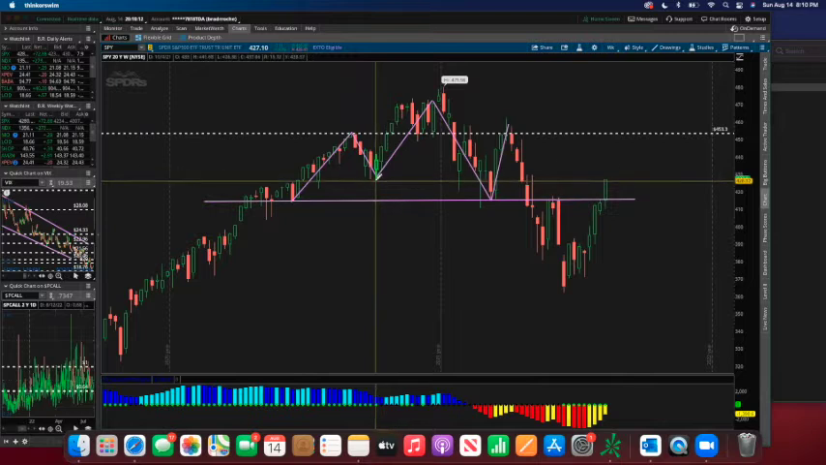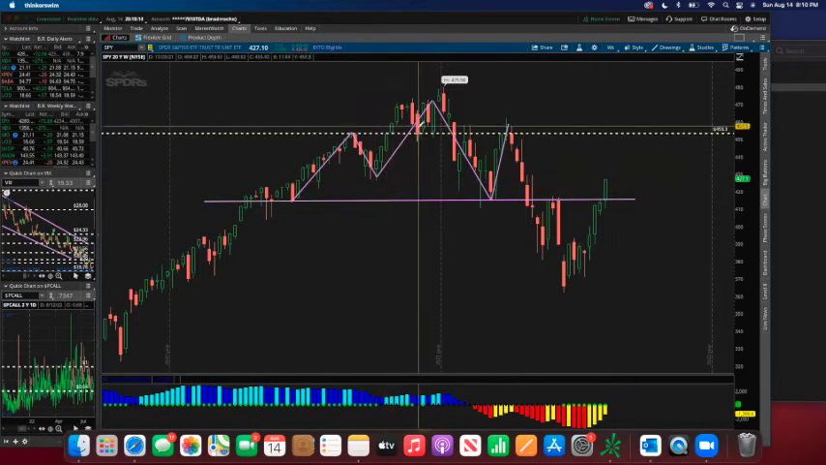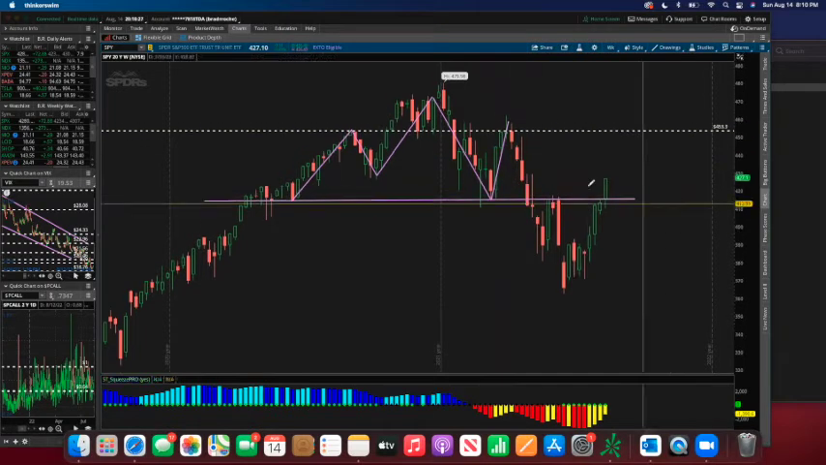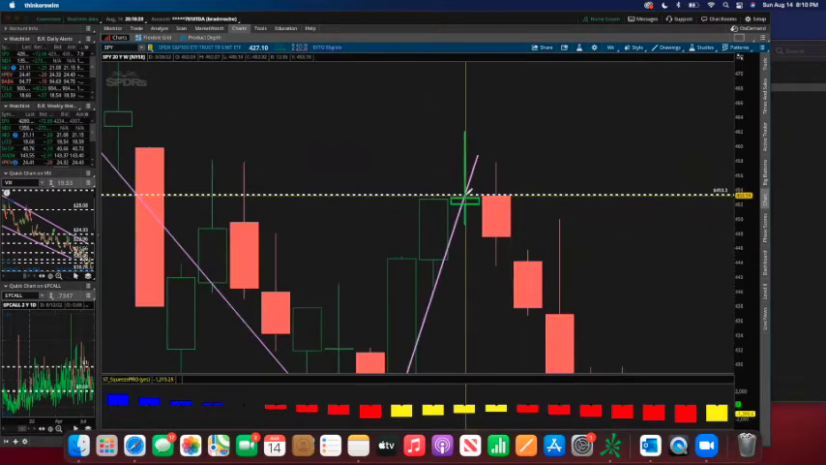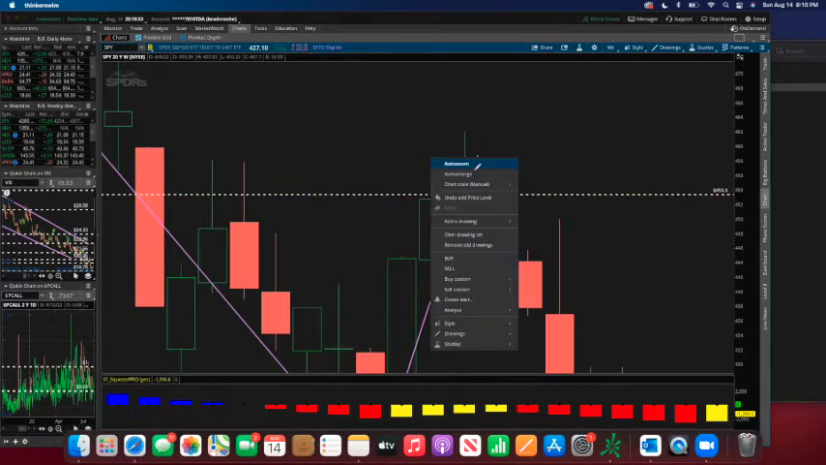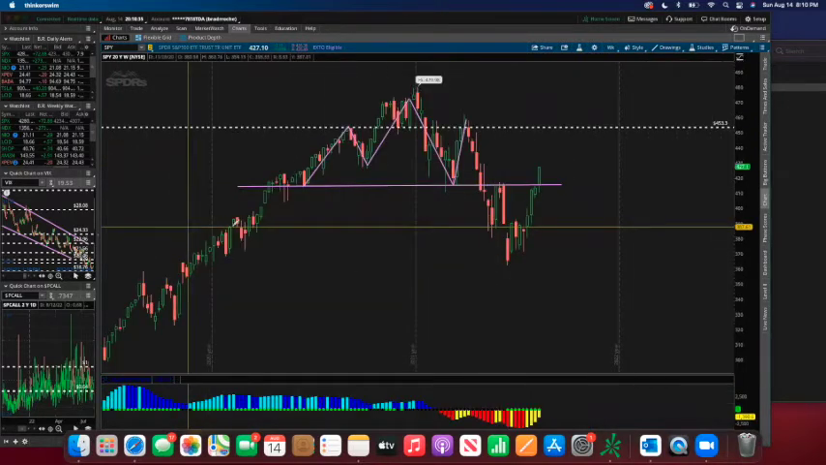We have a move down and then a move back up. Now look at how it holds here. It acts as resistance and support. Then we have price action that breaks below, retests it, comes back down, and then we have an ultimate retest. Look at how perfect that retest is. This is where my entry would be. This is where I would want to get into the play, and I have all this downside.